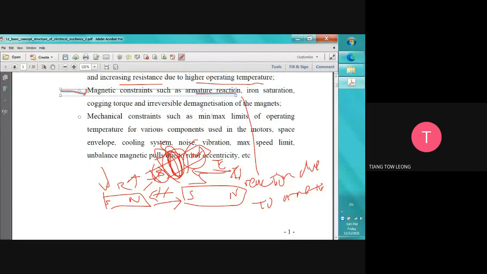So this is the so-called armature reaction. Then there is iron saturation, cogging torque, and irreversible demagnetization of the magnet. Iron saturation is like the steel bar.